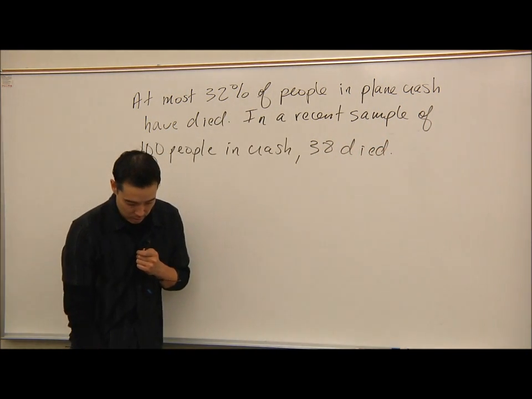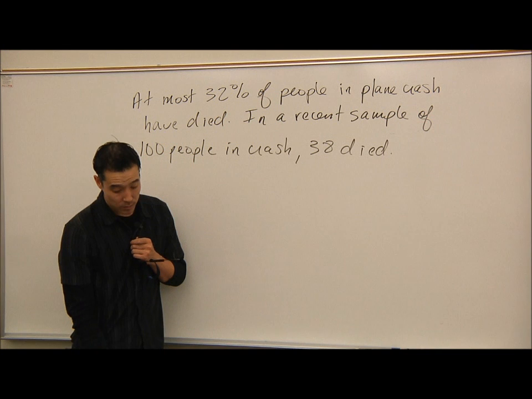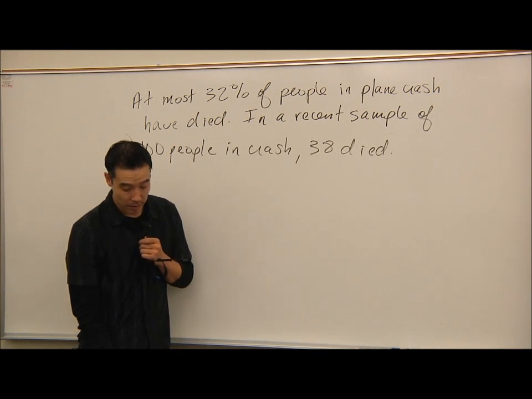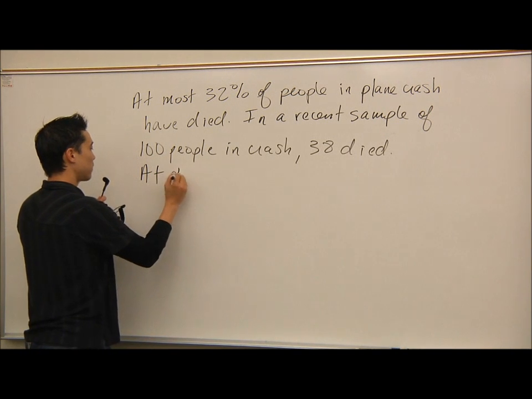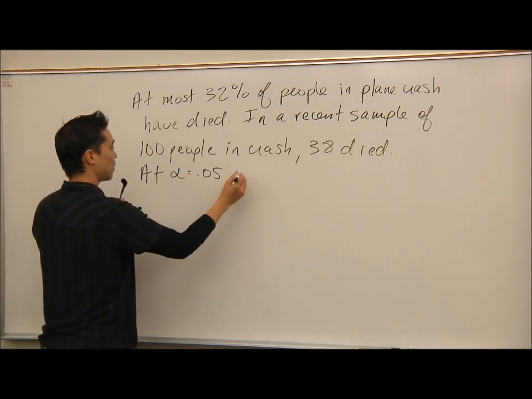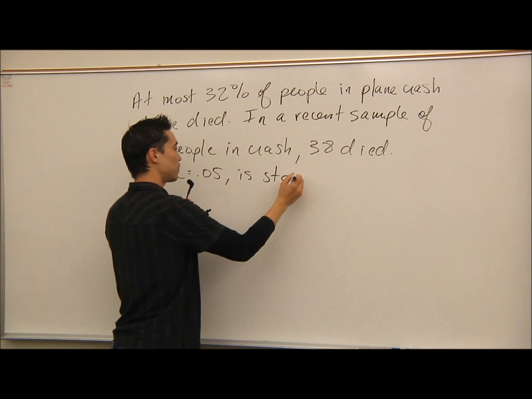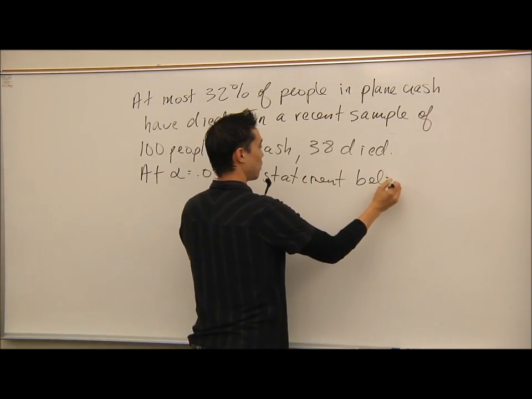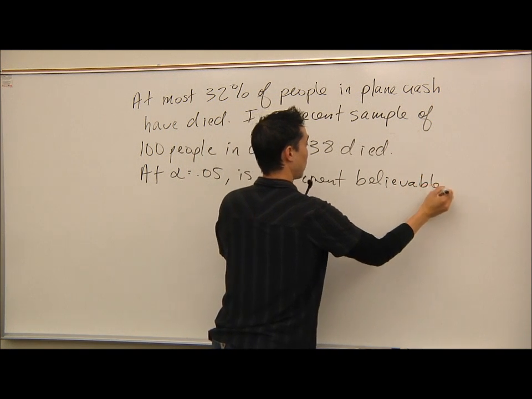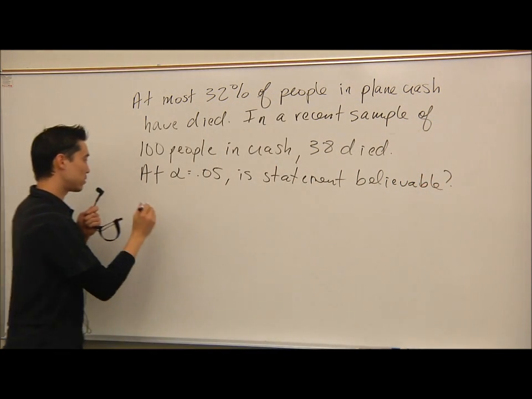Okay, the question is, at alpha equals 0.05, is the statement believable? Use the p-value method. Okay. At alpha equals 0.05, is the statement believable? And they want you to use the p-value method.